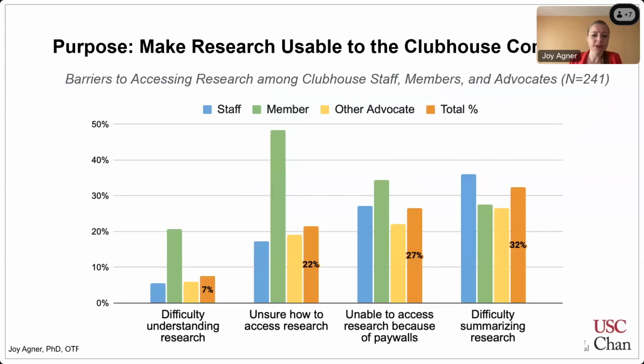For members, the biggest barrier was lack of knowledge about how to access research. Where do you even find it? Where do you go to find actual studies that are reliable and that can be reported to an external audience? And then once people know where to find it, a lot of times they can't access it because of paywalls. Journals have paywalls that prevent people without library access to actually get to some of the research that's out there.